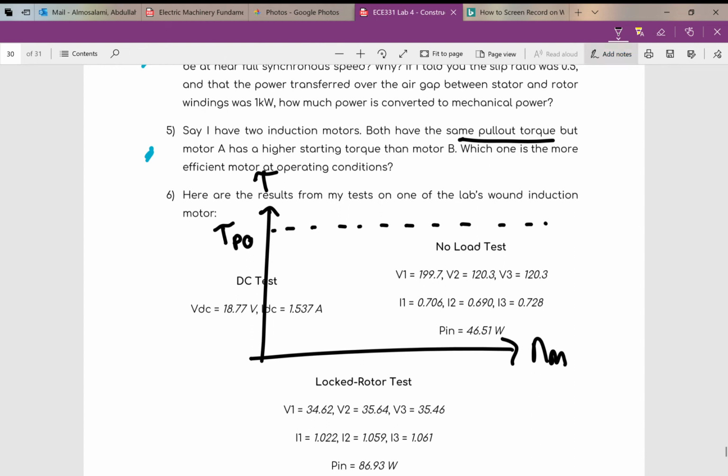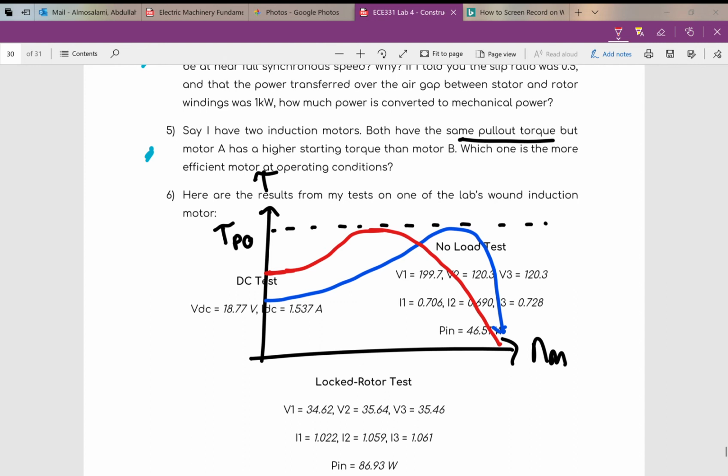If you watch that video I put up, you'll find that the motor with the higher start torque, first of all, let's just draw any one of them. Let's say motor A has a curve that looks like this. Motor B has a higher start torque, but the same pull-out torque. So it starts off higher, but it has the same pull-out torque, which means its curve is going to look like this. And that's again directly from the video.